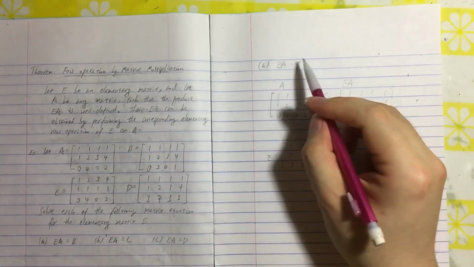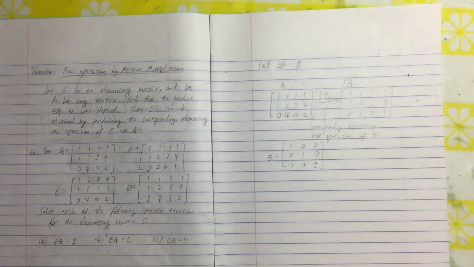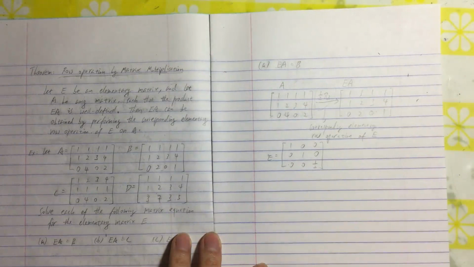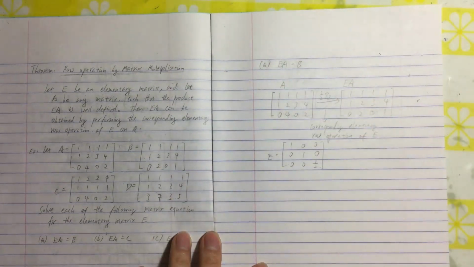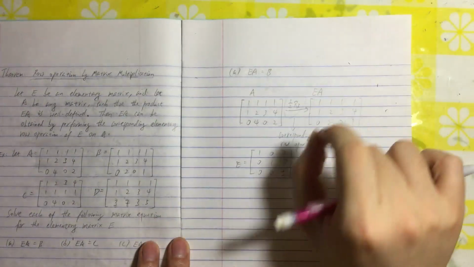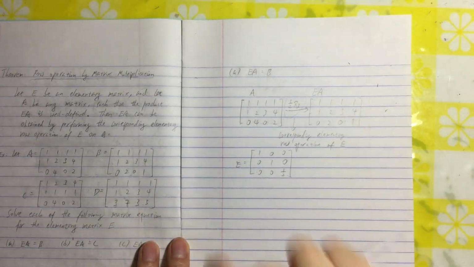So in this equation, in order to find E, we first of all observe the operation from A to EA, then perform the same operation to an identity matrix and get E.